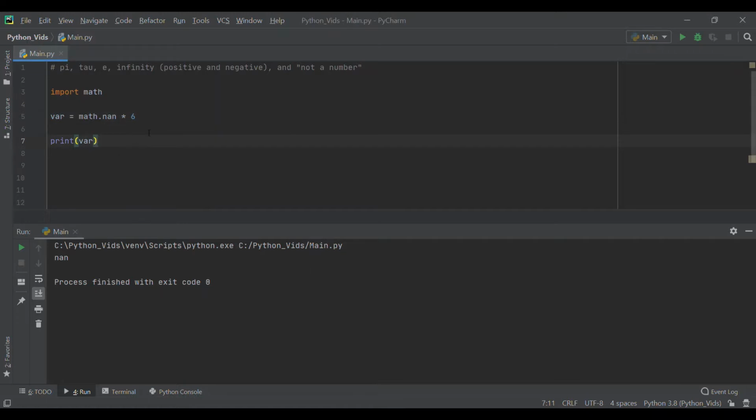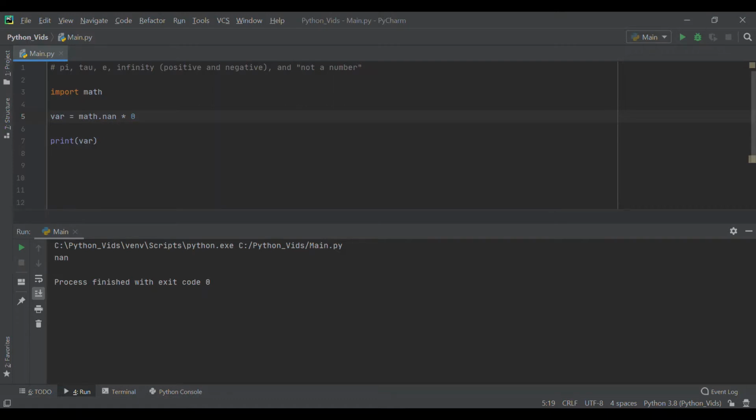Well, let's see. Let's change our formula here and try math.nan times 0. Well, as you probably know, anything times 0 is going to be 0, so even if it's not a number, if you multiply it 0 times, maybe it'll be 0. Let's see. No, it's not a number either.